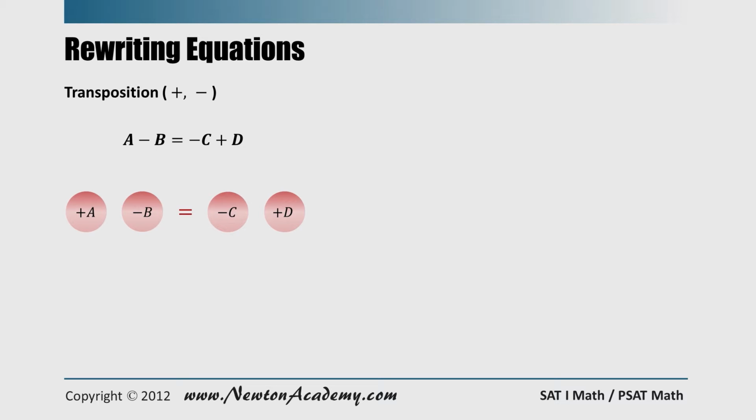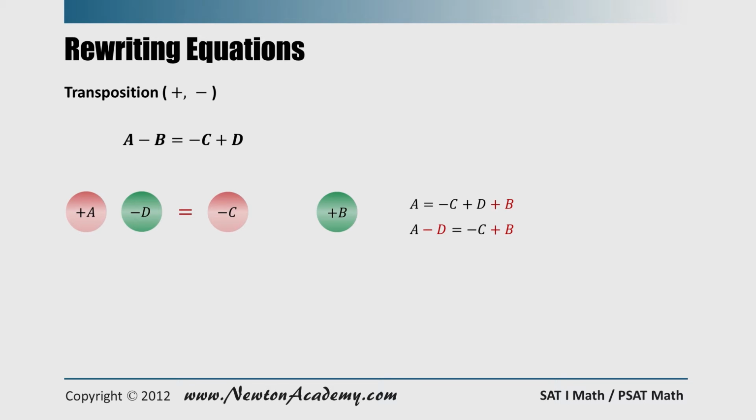Okay, let's transpose negative B to the right side of the equation. Then it changes the sign and it becomes positive B. So A equals negative C plus D plus B. Now let's transpose positive D to the left side of the equation. Then it becomes negative D. So A minus D equals negative C plus B.